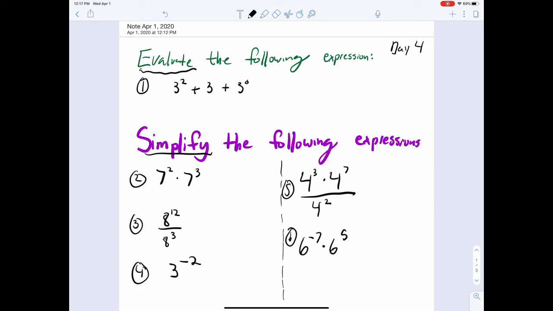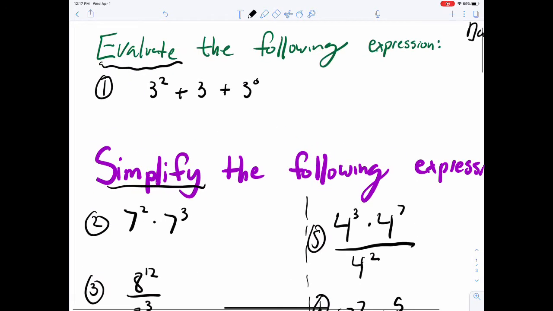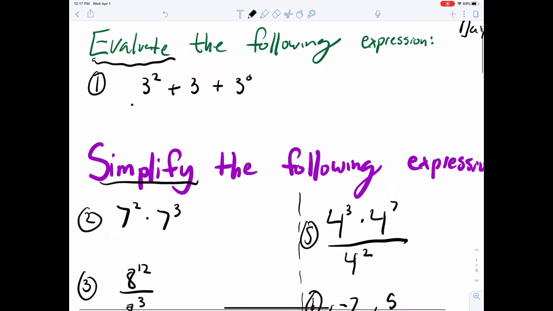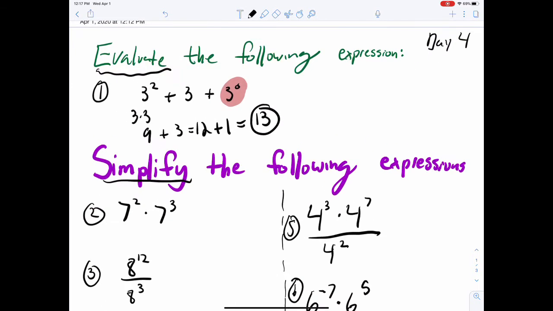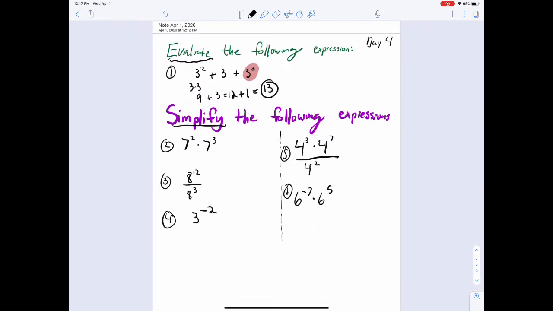For evaluate, you're just going to plug in, find what the values are, and get a final answer. So 3 squared, if you do it piece by piece, is just 3 times 3, which is 9. Plus the 3 is 12, and then plus this part here: anything to the 0 power, see how there's a 0 exponent there? That's just a 1, so that'll be 13. So that's 13, evaluating it out.